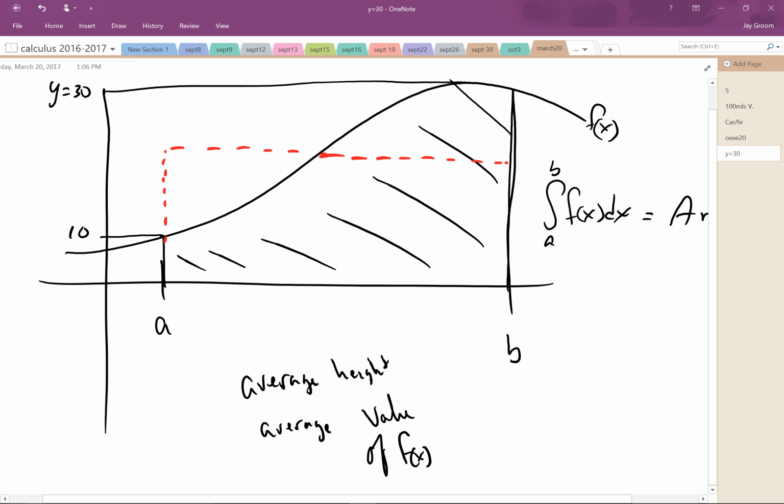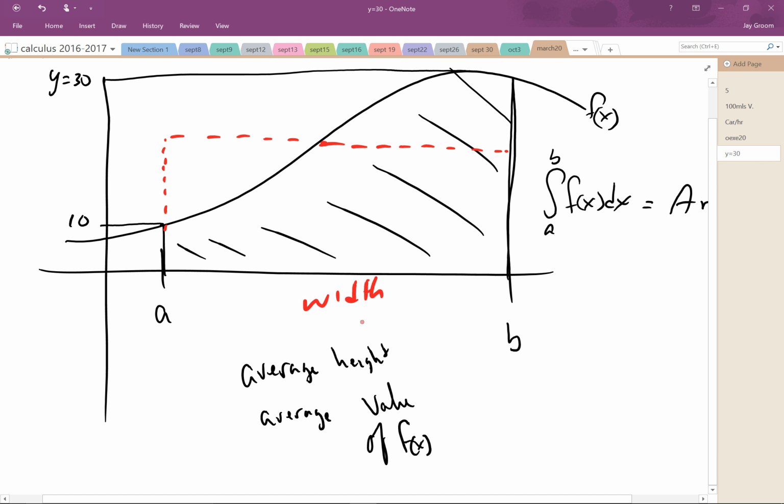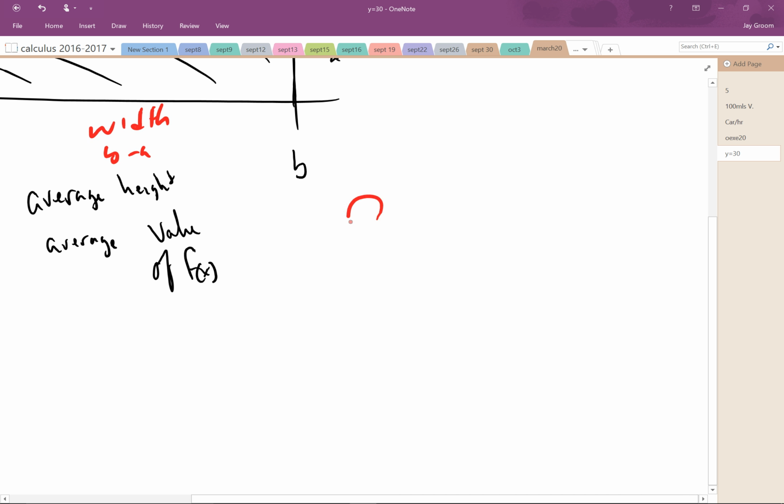Huh? And look, the width is what? It's B minus A. Right? So the height then is this guy right here, right? In other words, you could cut this off and stick it in there. So Mr. Green, are you saying if I wanted to find the average value of a function, I would take the integral from A to B, f of x dx, and divide out by its width? That's literally what I'm saying.